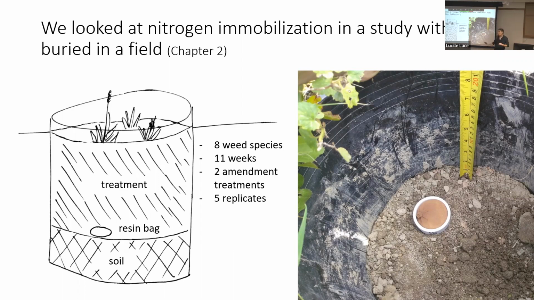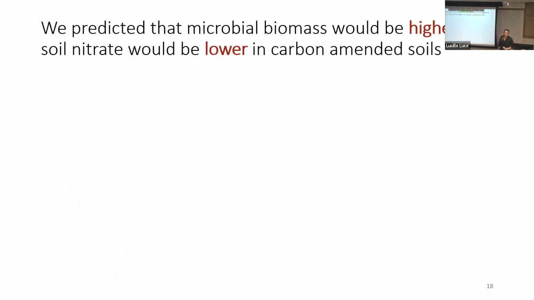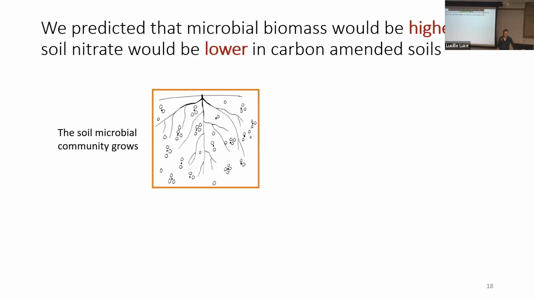And then we amended half of our soil with sawdust and sugar as high carbon amendments. And then we left the other half unamended and then filled the pots with those different treatment soils. We planted 8 different weed species in the pots, but just 1 species per pot. And we replicated each plant species and soil amendment treatment 5 times. And so we predicted that microbial biomass would be higher and that soil nitrate would be lower in carbon amended soils if we were to have nitrogen immobilization happening.